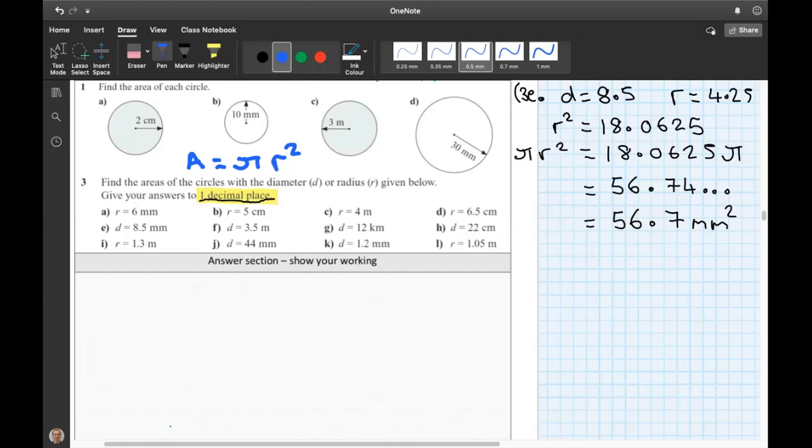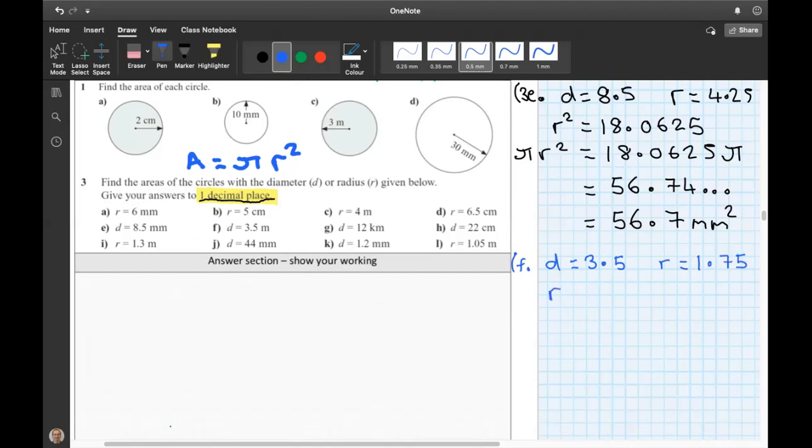Okay, let's have a look at F now. Here, our diameter, D, was 3.5. To get from our diameter to our radius, we need to half that, divide it by 2. Half of 3.5 will give you 1.75.